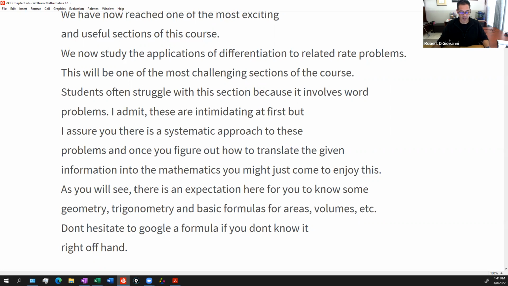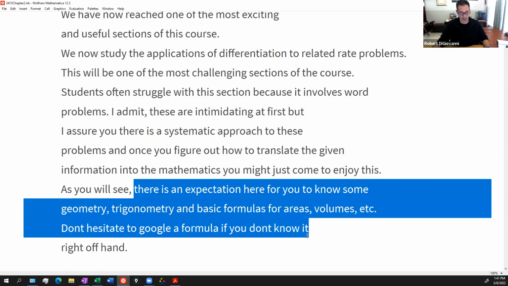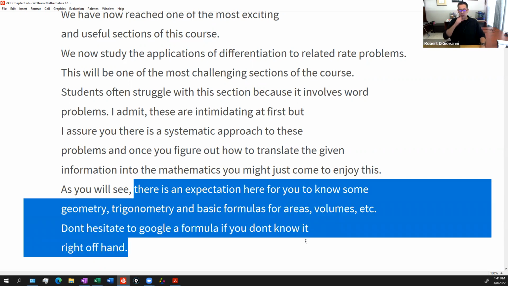But there is an expectation that you have the knowledge of basic geometry, trigonometry, formulas for areas and volumes. Everyone in here should know what the area of a triangle is, what the formula is. Everyone here should know what the area of a circle is.